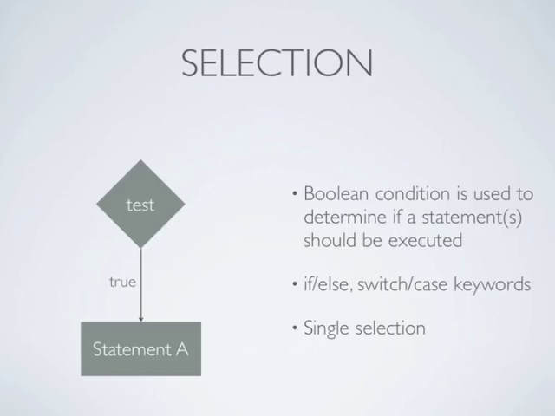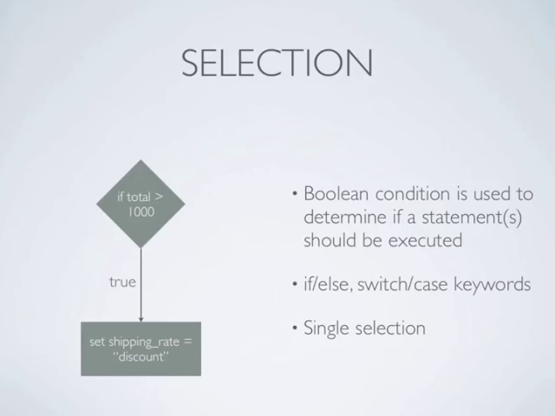For example, a single selection structure would be one where the script simply decides, should I execute a statement or statements or not? So there would be some test. If that test is true, some statement or group of statements gets executed. If the test was false, then that statement or statements would not be executed.